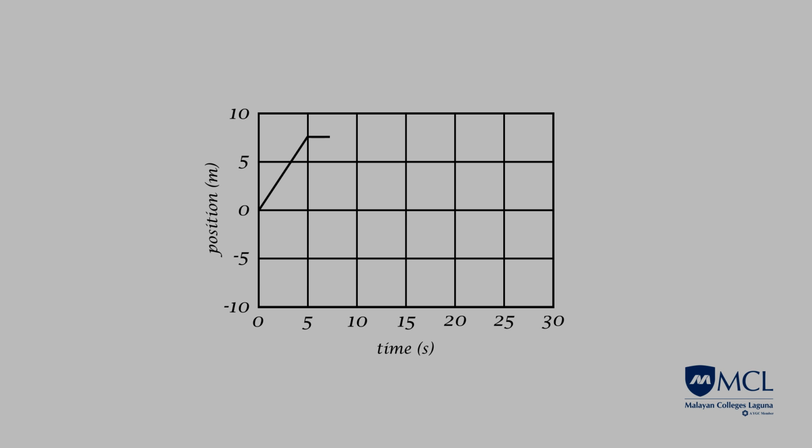An object is moving along a straight line in the positive x direction. The graph shows its position from the starting point as a function of time. Various segments of the graph are identified by the letters A, B, C, and D.